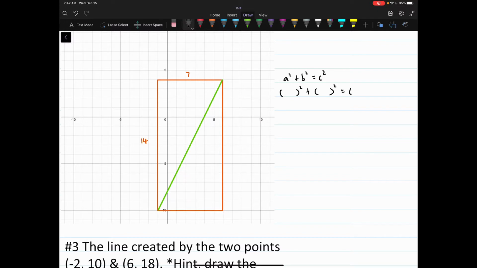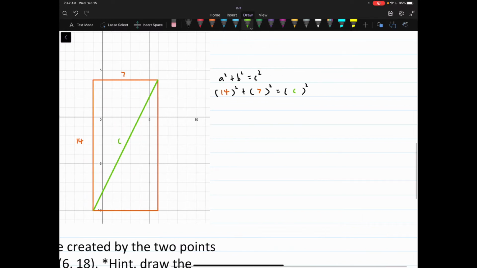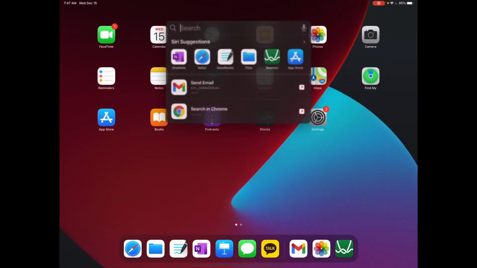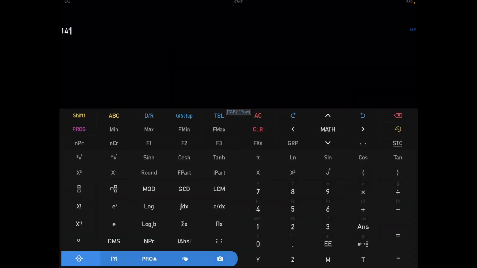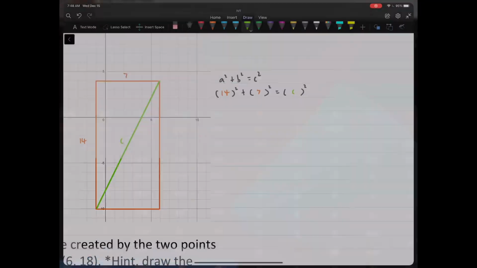We don't know what c is, so we're going to put that in green. So we're going to do a squared, which is 14, and then b squared, which is 7, and then c squared, which we don't know yet, so we're going to put a c right there, and then a c right there, which is also the hypotenuse. So we're going to do 14 times 14, okay? So 14 times 14, I'm going to pull out my calculator here. So we're going to do 14 times 14, which is 196.